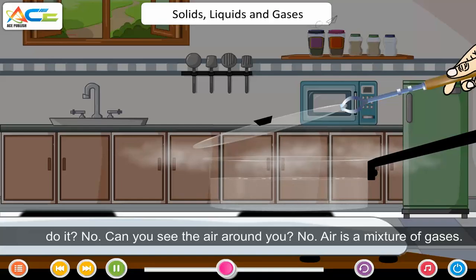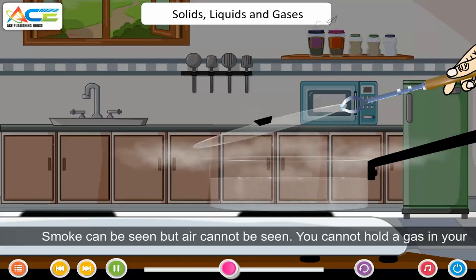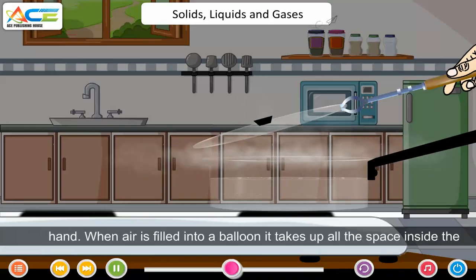Can you see the air around you? No. Air is a mixture of gases. Smoke can be seen but air cannot be seen. You cannot hold a gas in your hand.